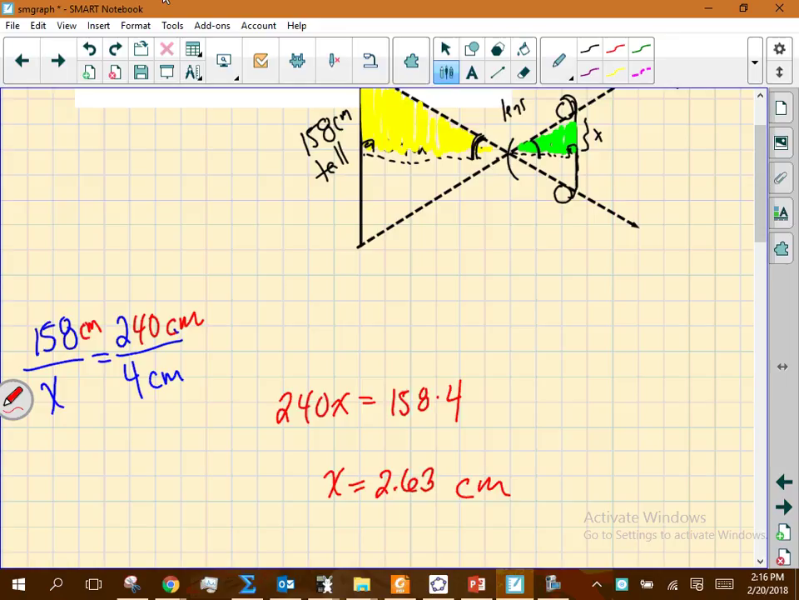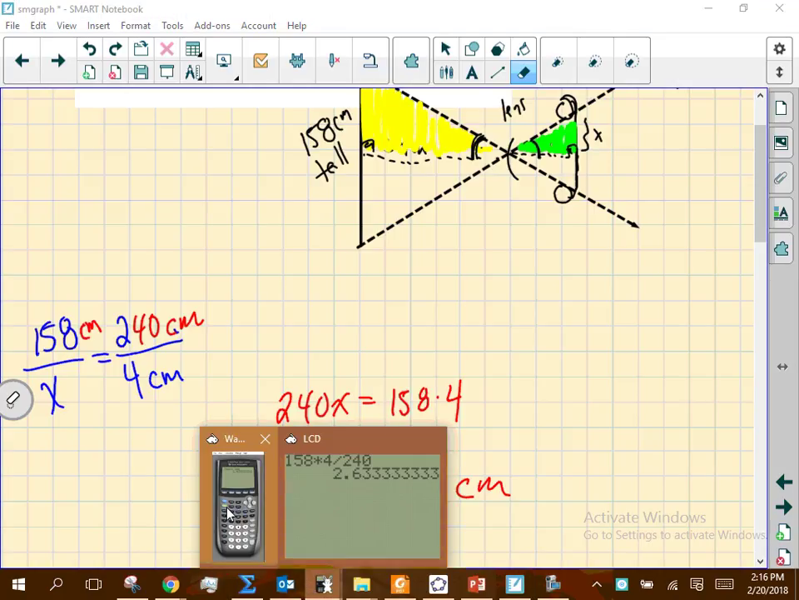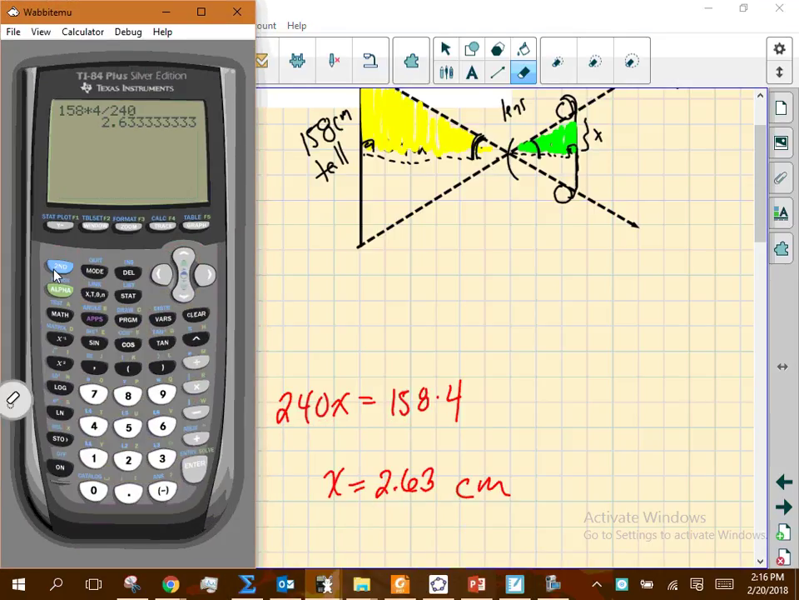If you would not have changed things into centimeters, if we left it as 2.4, look what happens. If I would have left it as 2.4, would we have gotten that number, right? Is it still the same, 2.6333333? Yes. The decimal point is just in the wrong spot, right?